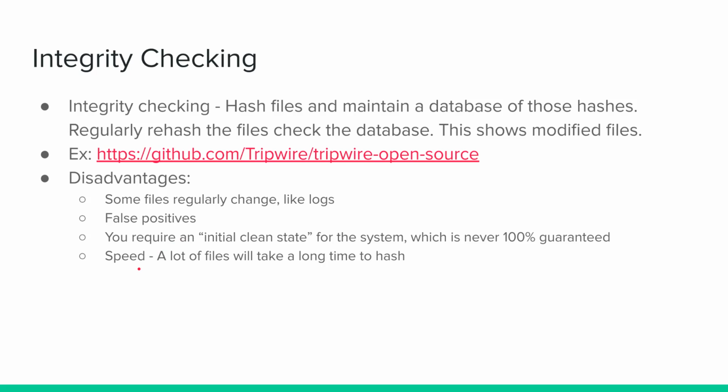If you run a little for loop that runs SHA-256 on every file in your file system, it's going to take a while. And if you're doing that regularly, on a gigantic server with tons of files, it's going to take a long time to calculate those hashes.